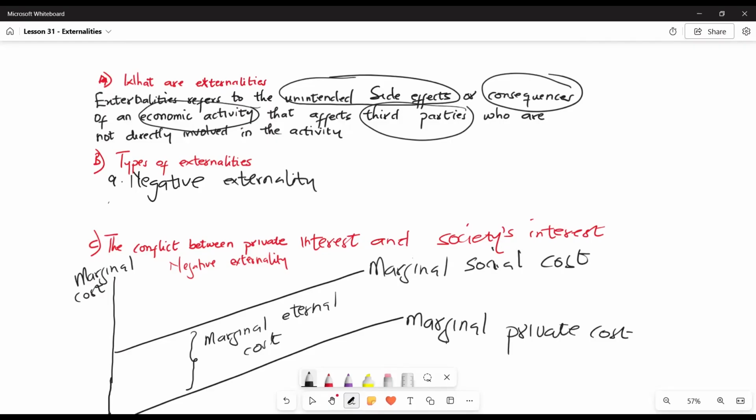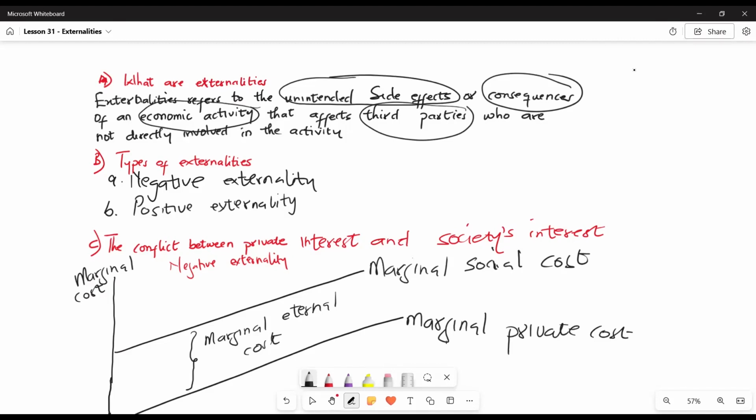Now, another type of externality is positive externality. A positive externality is a side effect of an economic activity that benefits third parties, and you are not being compensated for that benefit that you are providing to society. An example is when you get a vaccine, for instance a COVID vaccine. It's not just to protect yourself, but you also stand a chance of protecting others because you will now be less likely to infect them. So people benefit from you getting the COVID vaccine.